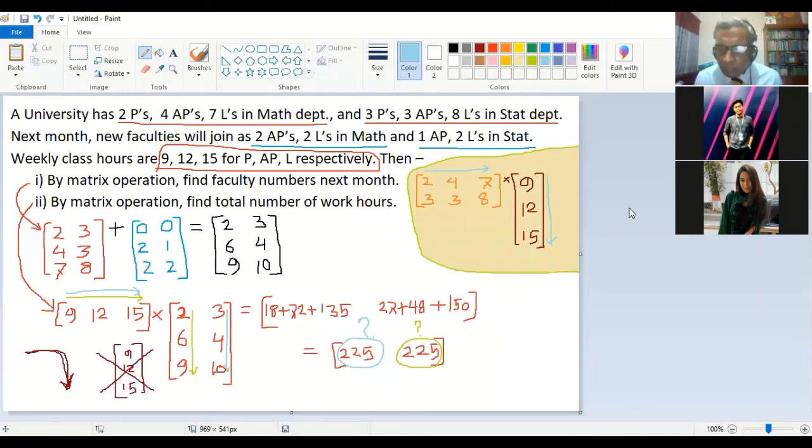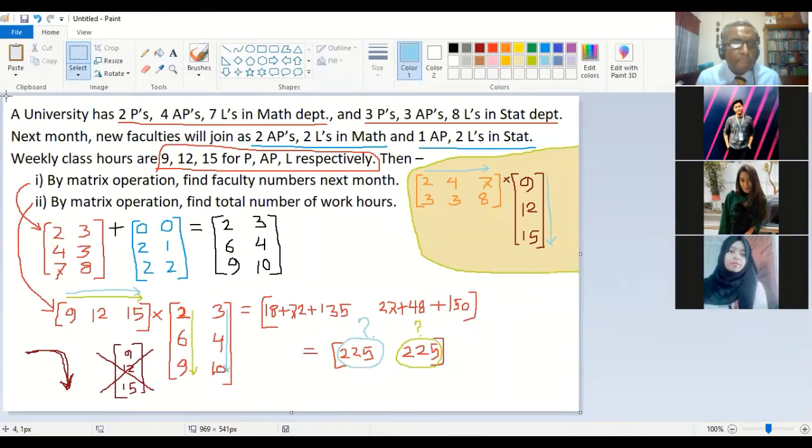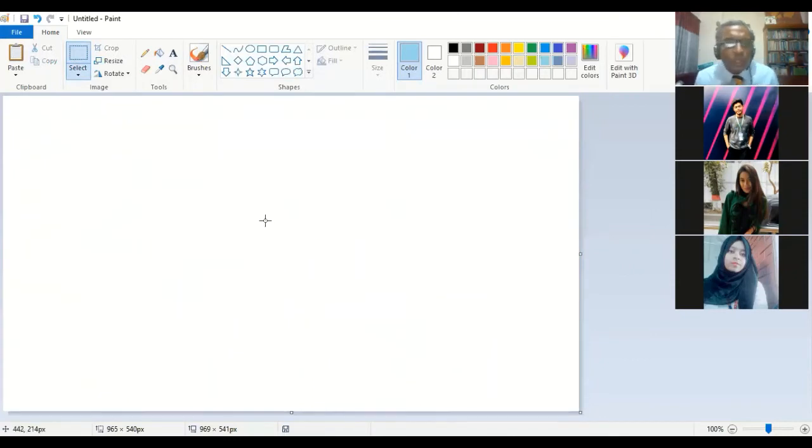This is one example we wanted to discuss here, and if there is no question then I will move to the inverse topic. Can I erase this now? Yes sir. Okay, so let me erase this board and then start talking about matrix inverse.